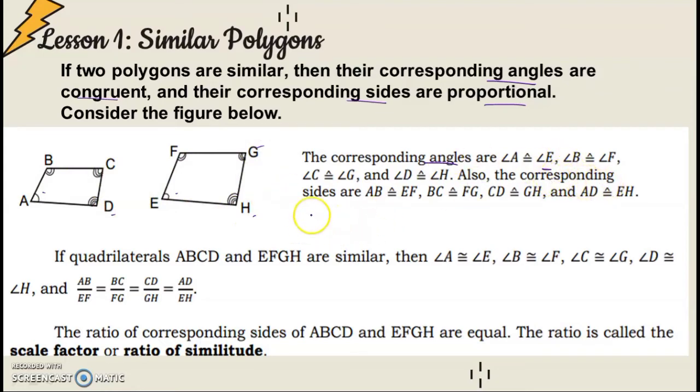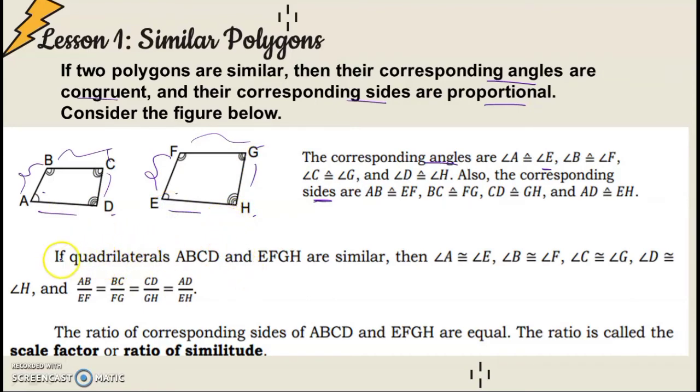Also, the corresponding sides are si AB, ito, corresponds to EF. BC corresponds to FG. CD corresponds to GH. And AD corresponds to EH. So, yun lang yung ibig sabihin ng corresponding.